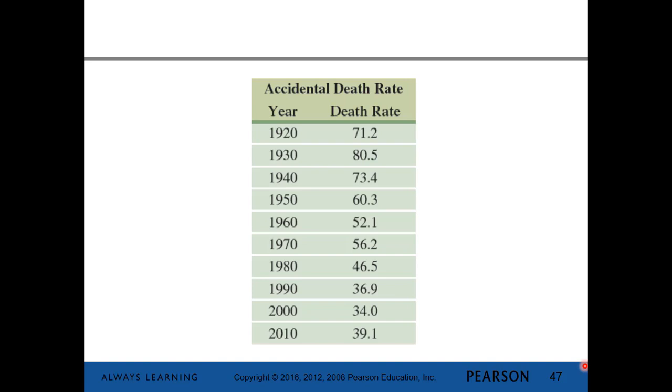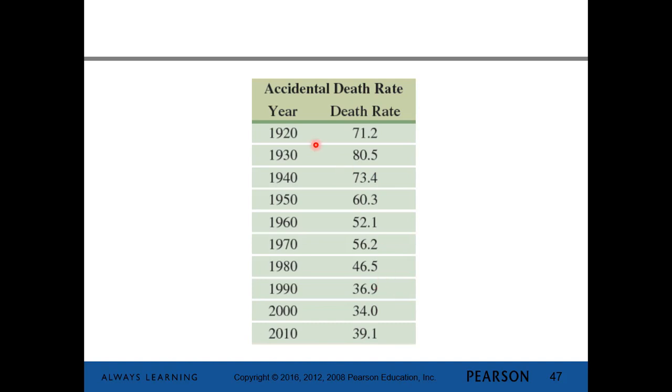This is accidental death rates in the United States, from the year 1920 to 2010, and the death rate represents the number of accidental deaths per 100,000 in the population. Notice that as time has gone on, the accidental death rate per 100,000 has been going down. One of the things we want to do is plot this on what we call a scatter plot.